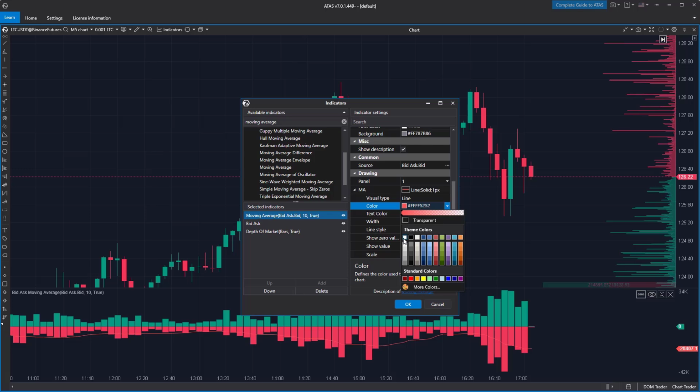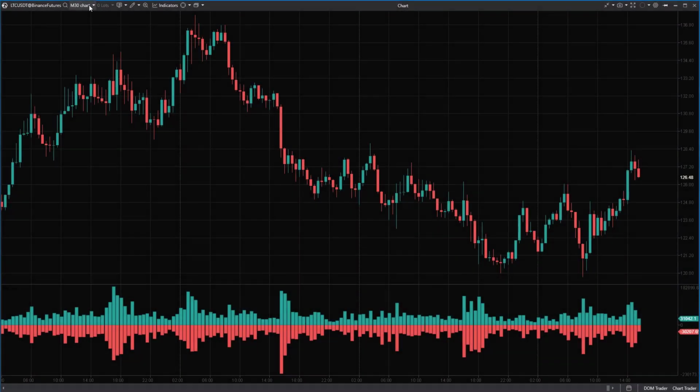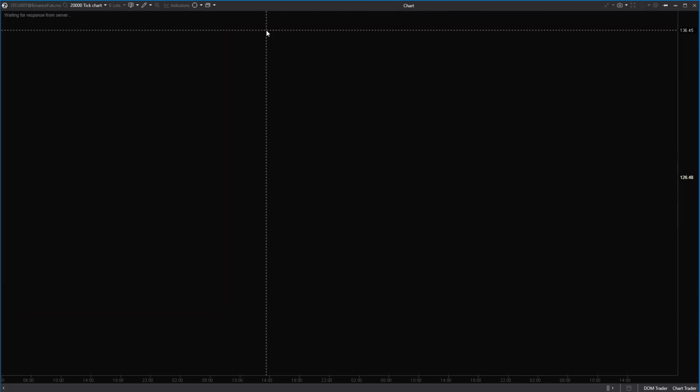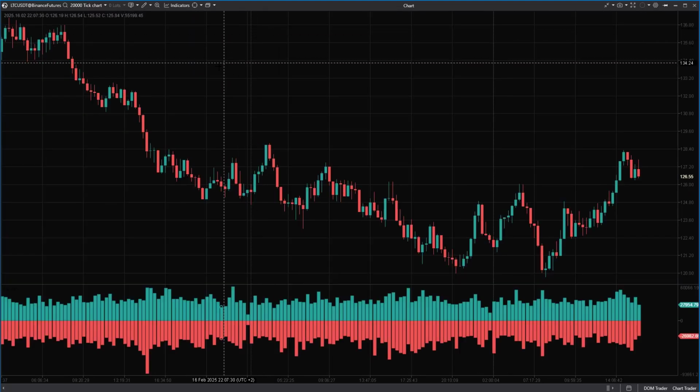bid-ask indicator is displayed. Using the bid-ask indicator in trading depends on many factors, including personal preferences and chosen strategies. Typically, traders use it to analyze buyer and seller activity in relation to price movements. For example, let's take a tick chart, where spikes in bid and ask trades are particularly noticeable.